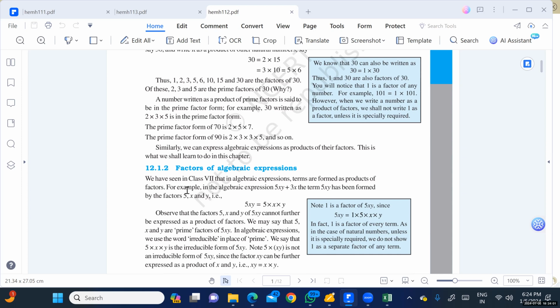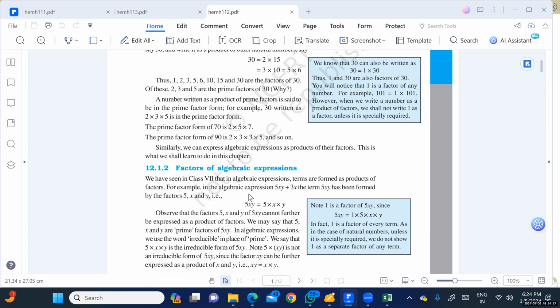Now, an example in the algebraic expression. First you need to understand what the expression is. The entire thing is the expression, and there are two terms. This is one term, and this is the second term in this expression. So we must know what they're called.